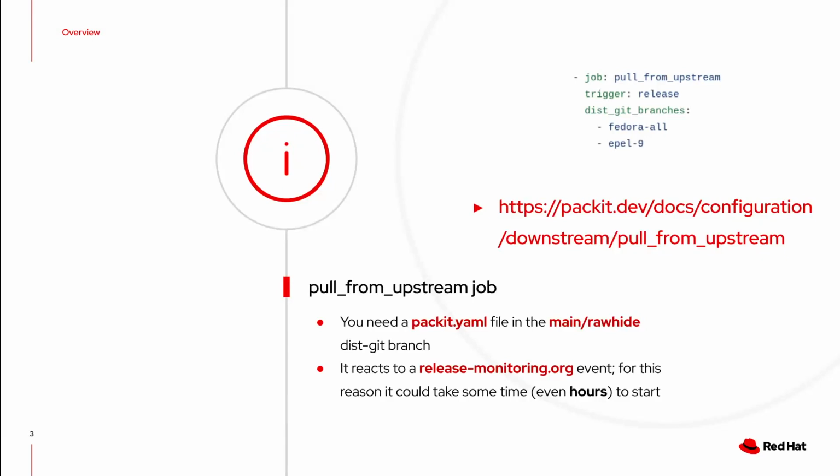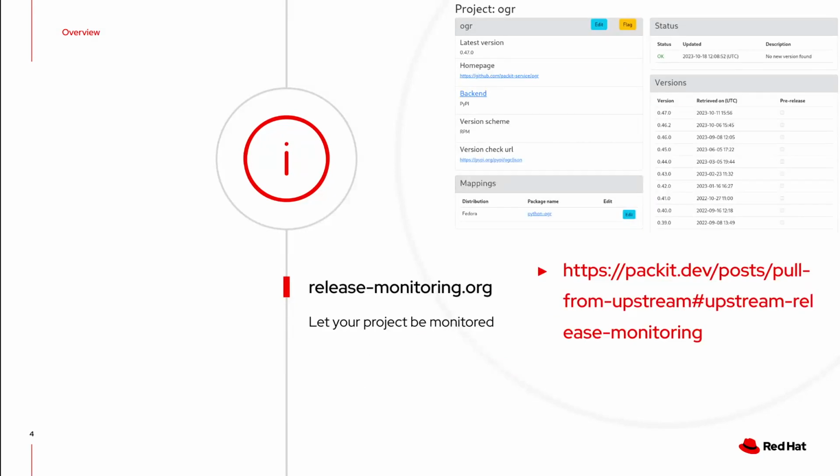If you have the package configuration file in the main or rawhide branch of your package distribution kit with an entry for the pull from upstream job, then Packit service will react to an event from the release monitoring service. This event can take even hours to arrive to Packit, so be patient. And obviously, your package has to be monitored for the event to be created.